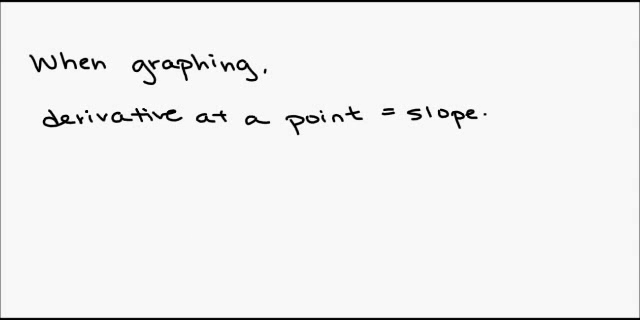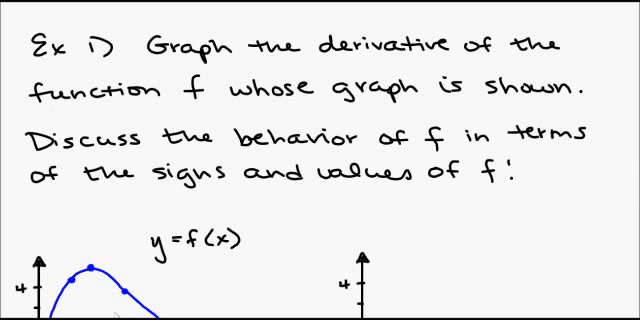Okay, so when graphing, the important thing to know is that the derivative at a point is its slope. So derivative and slope, same idea. Example 1. Graph the derivative of the function f whose graph is shown. Discuss the behavior of f in terms of the signs and values of f prime.